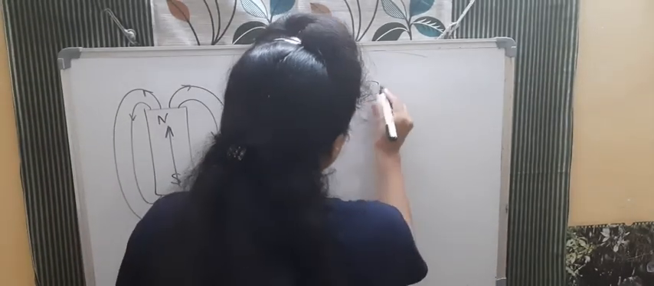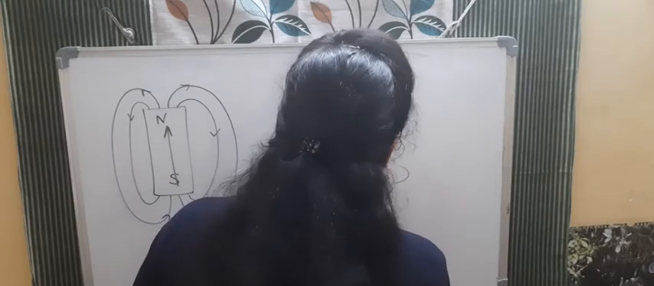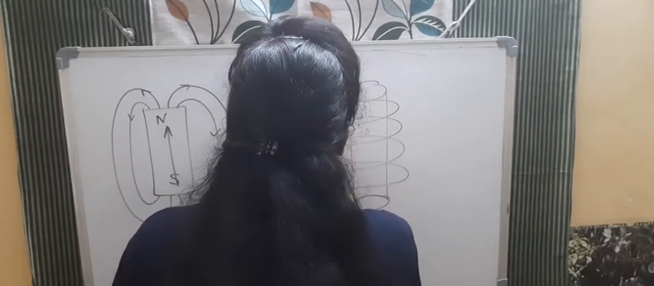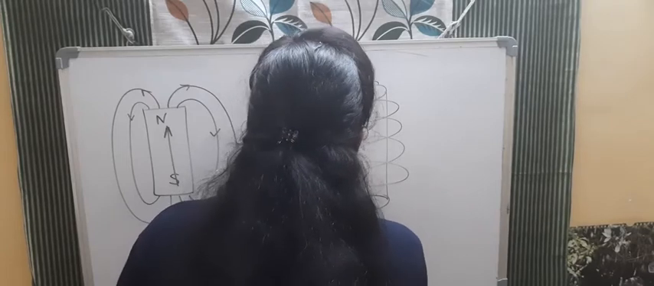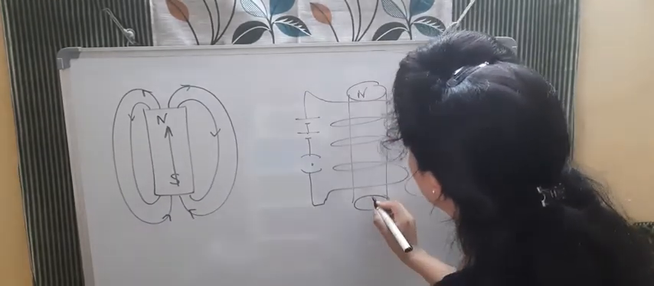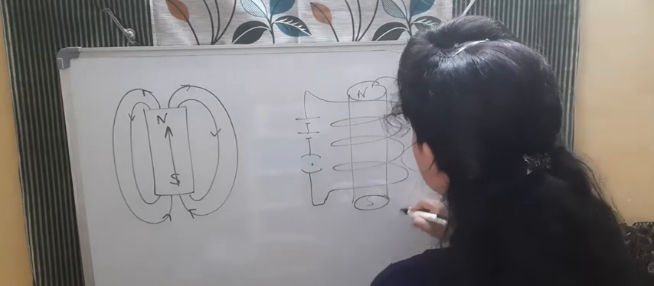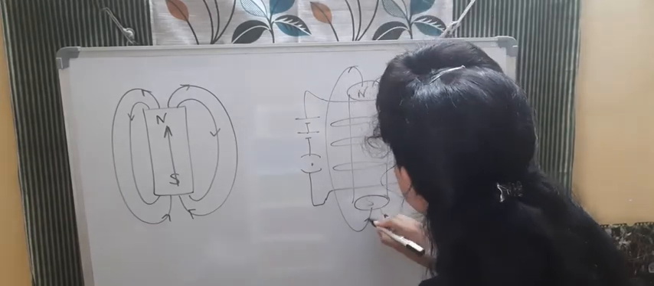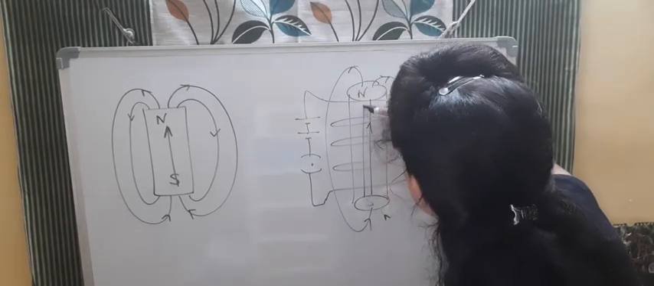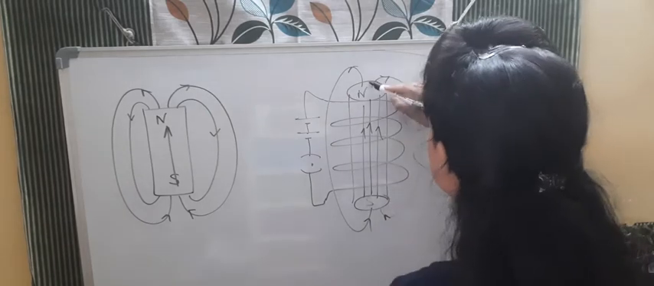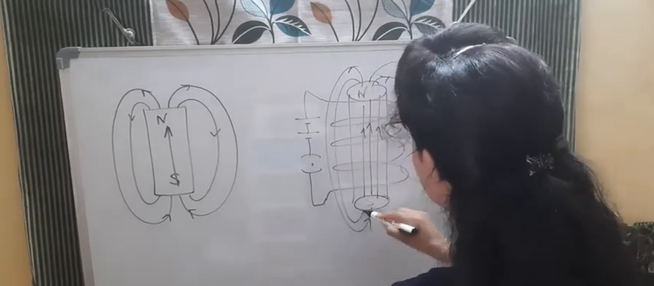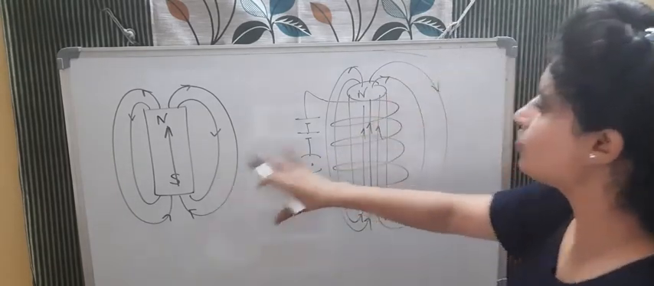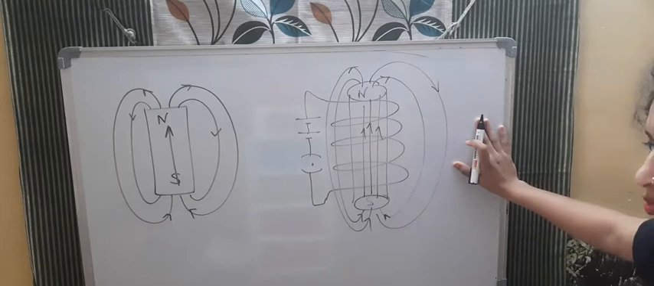Now I am taking a current carrying solenoid. A key is here. So what we observe, this pole behaves as a north, this pole behaves as a south, and again the same pattern of magnetic field line, north to south outside, and inside south to north, a uniform magnetic field. So what you observe from these two diagrams is that these two diagrams are similar.